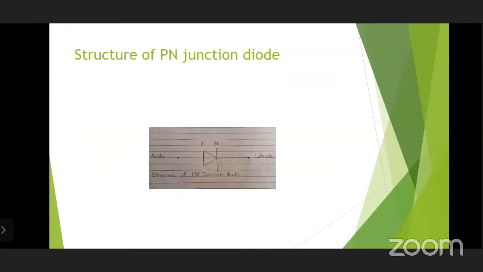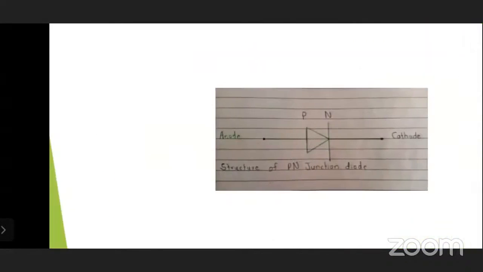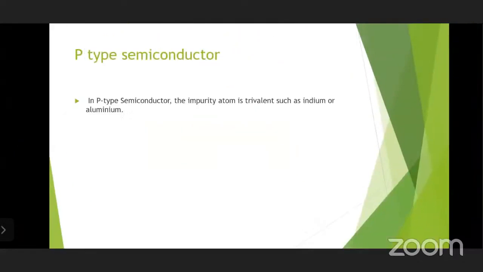Here is the structure of p-n junction diode. In this structure, we can see p-type semiconductor and n-type semiconductor. To the p-type semiconductor we attach the anode, and to the n-type semiconductor we attach the cathode. It's the structure of p-n junction diode.